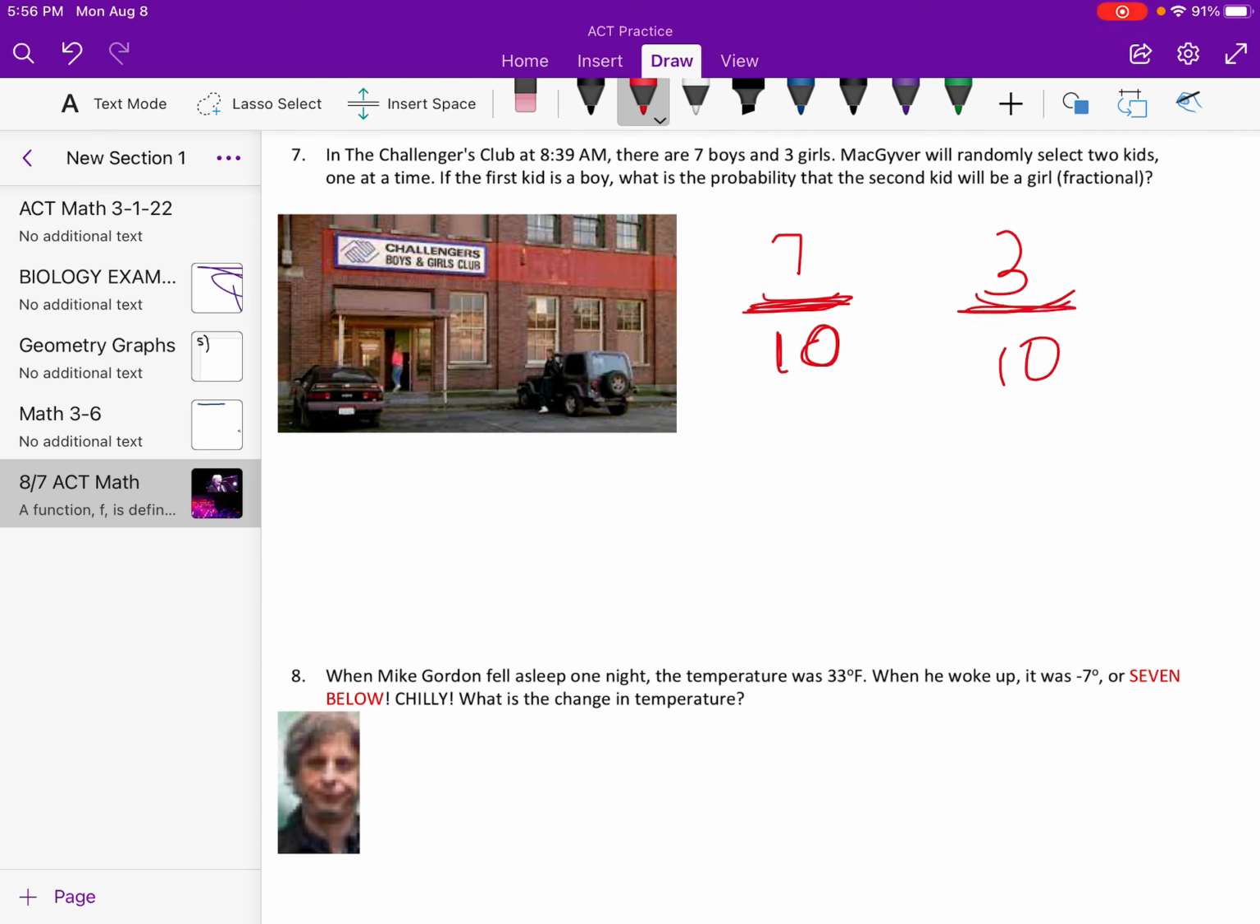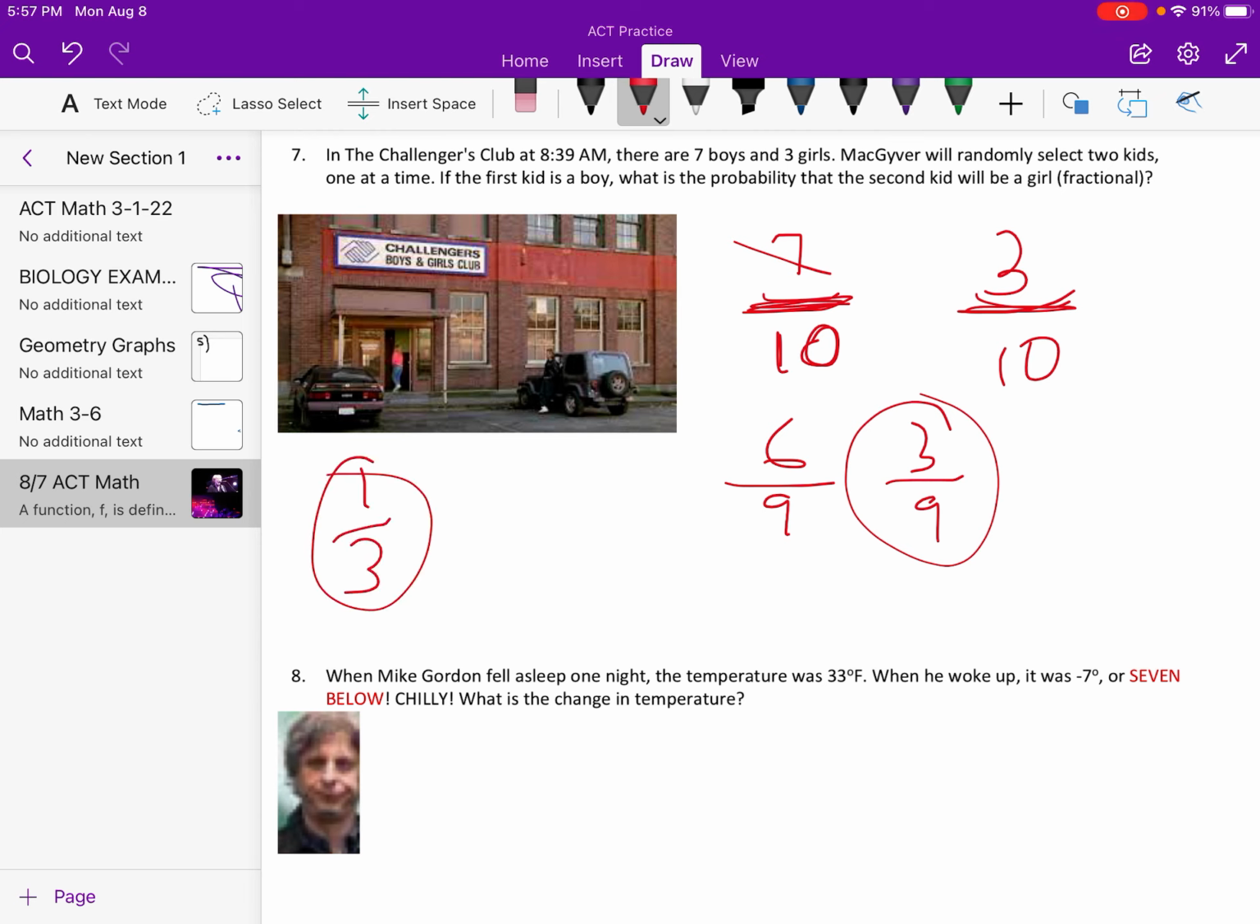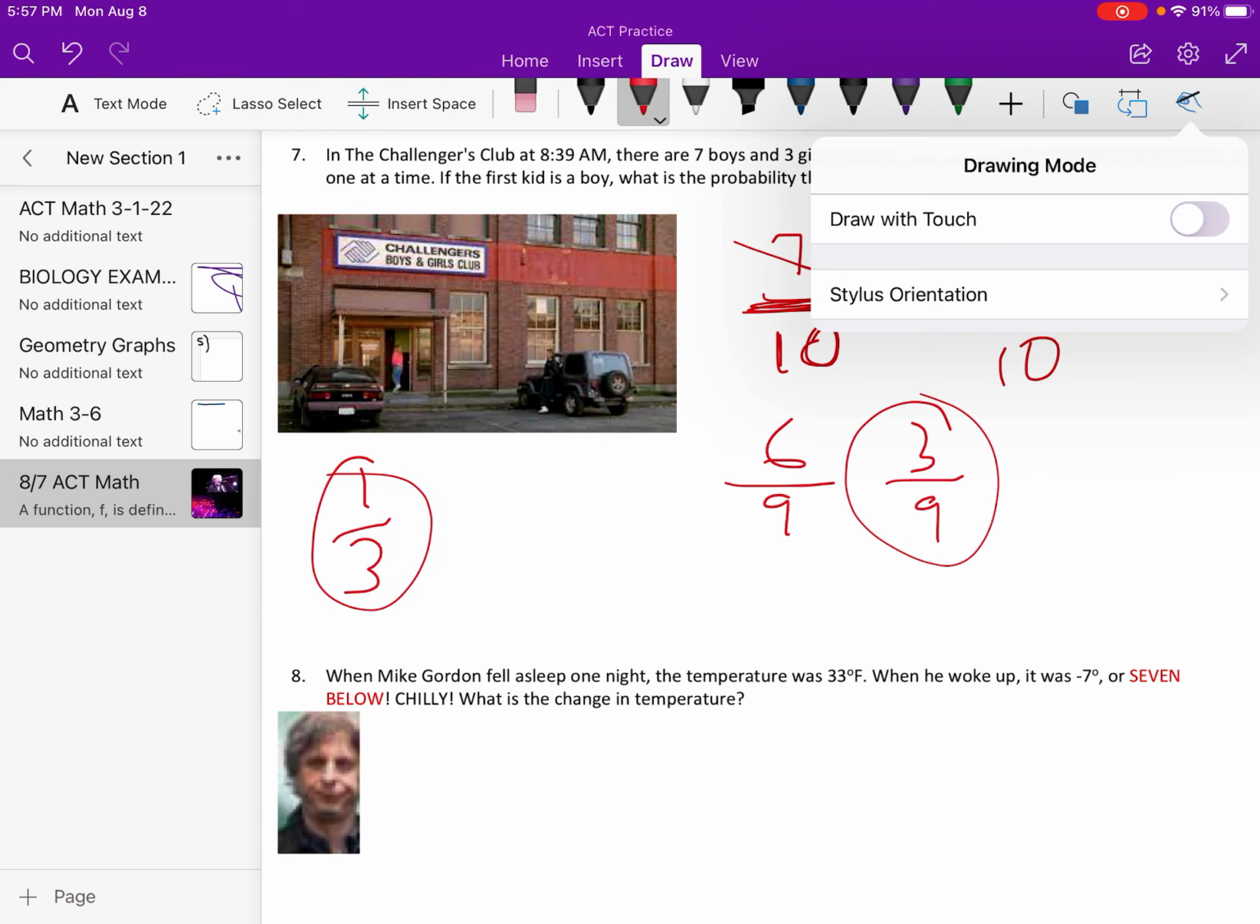But once you take away one of the boys, now there's only 6 boys and 3 girls. But also, since you take one away, then there's not 10 anymore. For the total, it's just 9. So there would be 3/9 that it could be a girl. But really, we should simplify the fraction, and that would be 1/3 chance.